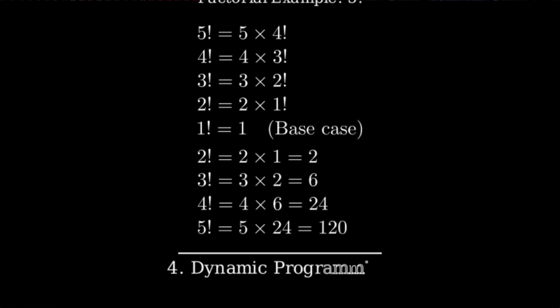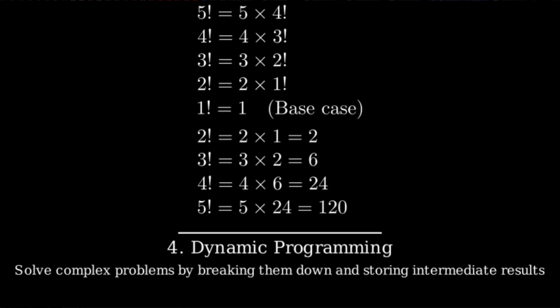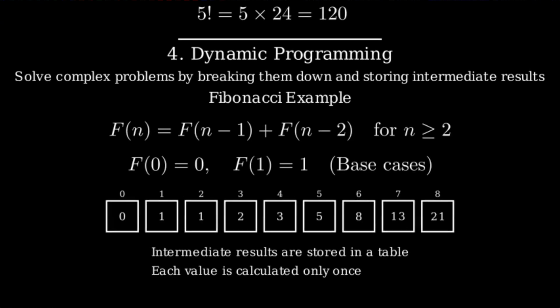Dynamic programming is a powerful technique. It solves complex problems by breaking them down into simpler subproblems and storing the results of these subproblems to avoid redundant calculations. A classic example is the Fibonacci sequence. Instead of recalculating values multiple times in a recursive approach, dynamic programming calculates each Fibonacci number once and stores it for future use.